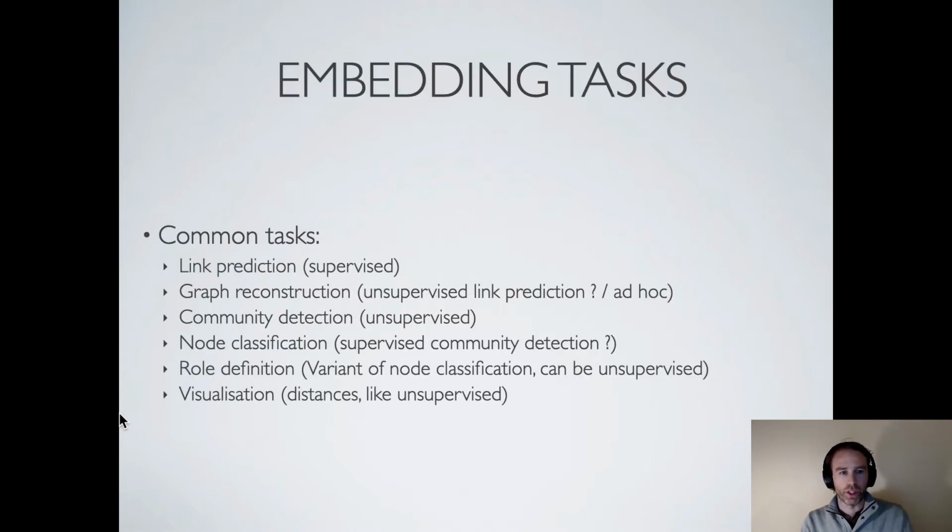So what can we do with embeddings? We can do all the machine learning tasks that we have seen before: link prediction, graph reconstruction, community detection, node classification, role definition, which is something I haven't talked about yet, and also visualization. That's really the power of this embedding approach. Since each of your nodes is now synthesized as a vector, and machine learning algorithms use vectors as input, you can use all the tools of machine learning on your vectors representing nodes of your graph.